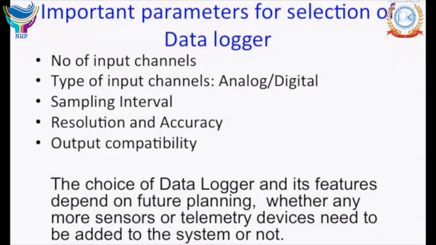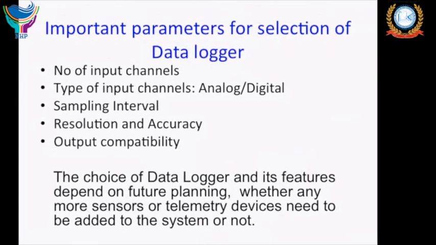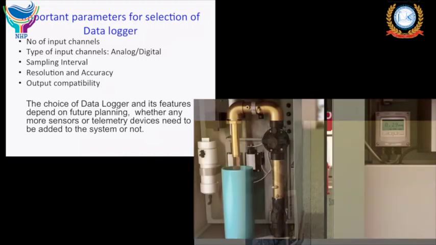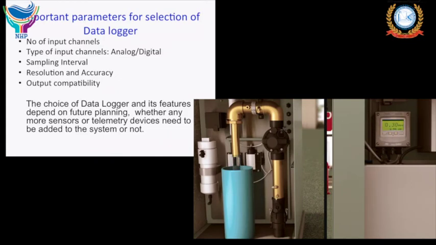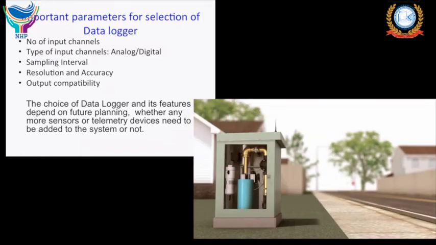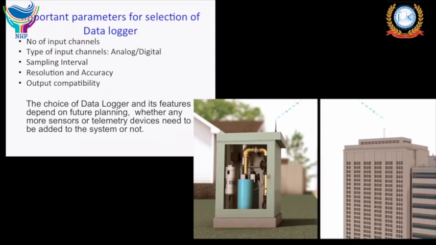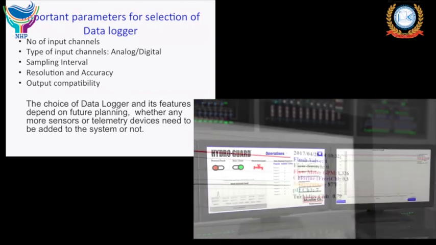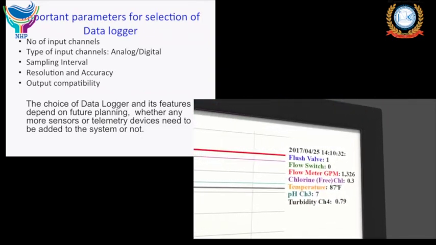Now, after understanding how a data logger functions, let us understand what important parameters we should consider while selecting a data logger for our organization. Firstly, we should consider the number of input channels provided in that model and the types of input channels, whether they are analog or digital. Secondly, what is the sampling interval? What is the resolution and accuracy of the system, and most importantly, its output compatibility? The choice of data logger and its features depends on whether any additional sensors or telemetry devices need to be added to the system in the future.